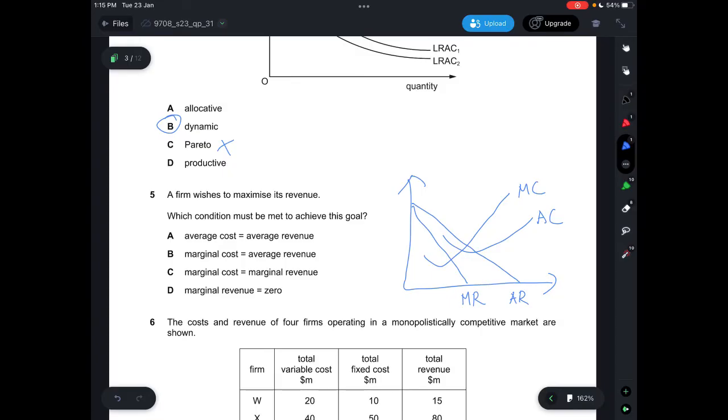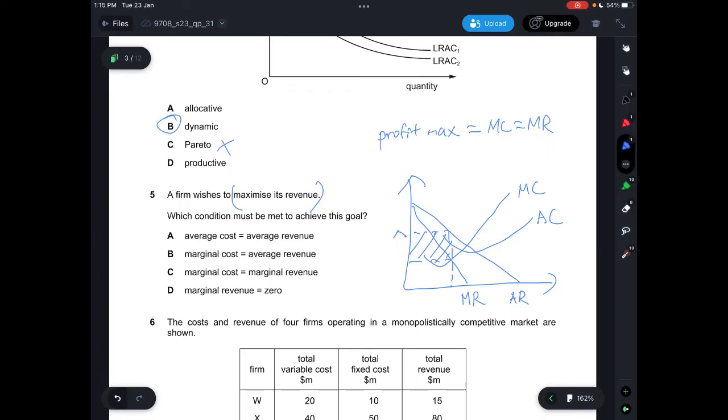Okay, so which condition must be met to achieve revenue maximization? If you recall from the economics textbook, profit maximization has to be at the point where MC equals MR. So MC equals MR would be at this point, because you can see here the total area that you earn would be the highest. That's basically when you earn the most out of your products. So that's profit maximization.